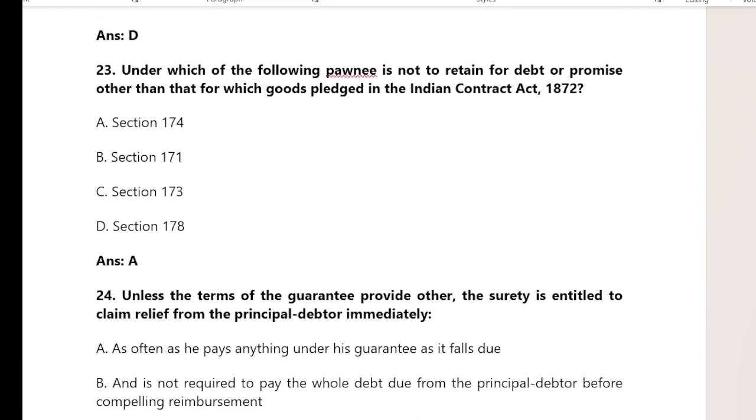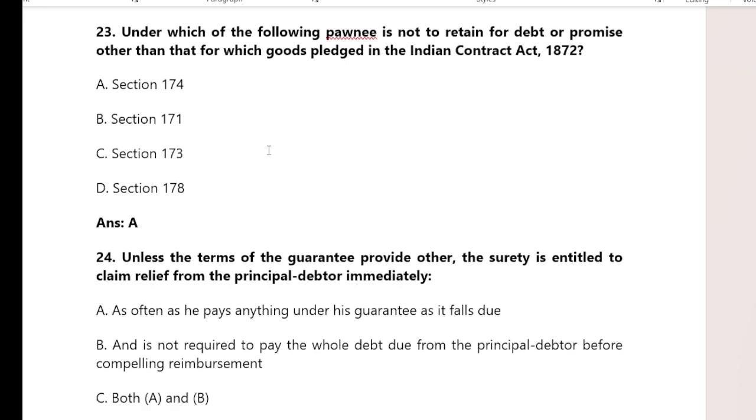And the next question is, under which of the following is a pawnee not entitled to retain for a debt or promise other than that for which the goods were pledged in the Indian Contract Act 1872? Then under section 174, under section 171, under section 173, and section 178. Then the right answer is option A, section 174.